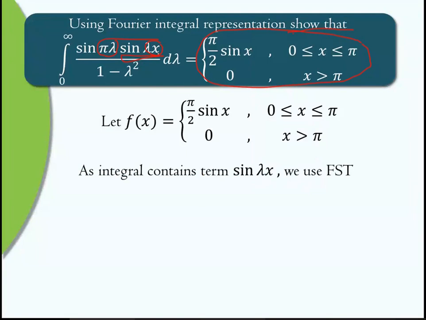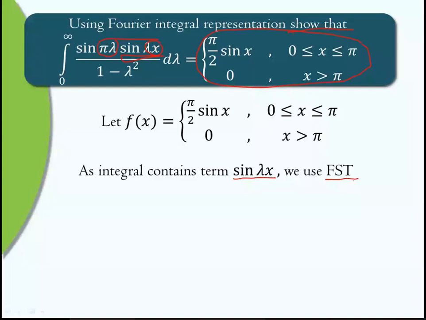So we use Fourier sine transform. As it contains a sin lambda x term, we use Fourier sine transform. If it contains only cos lambda x, we use Fourier cosine transform. And if it contains both terms, then we use the general Fourier transform. These are the first two formulas. Now use the standard formula of Fourier sine transform.